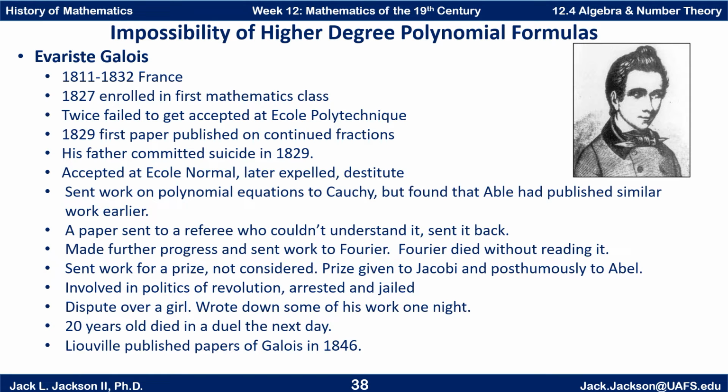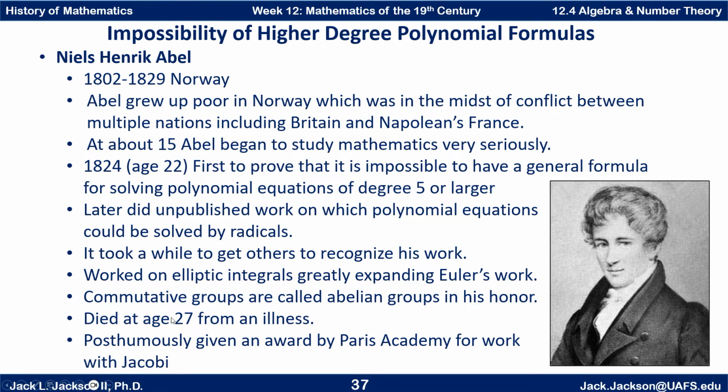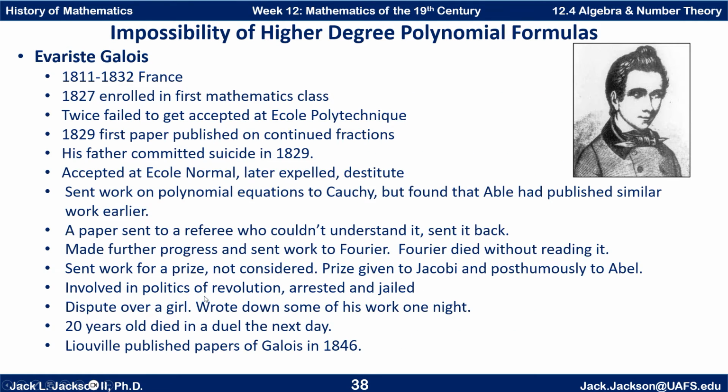Another mathematician who was doing similar work to Abel was Galois. He was born in 1811 and died in 1832. So 1811 to 1832, versus Abel's 1802 to 1829. So he was a little bit younger, 9 years younger than Abel, and died just a couple years after Abel did. In 1827, he enrolled in his first mathematics course.